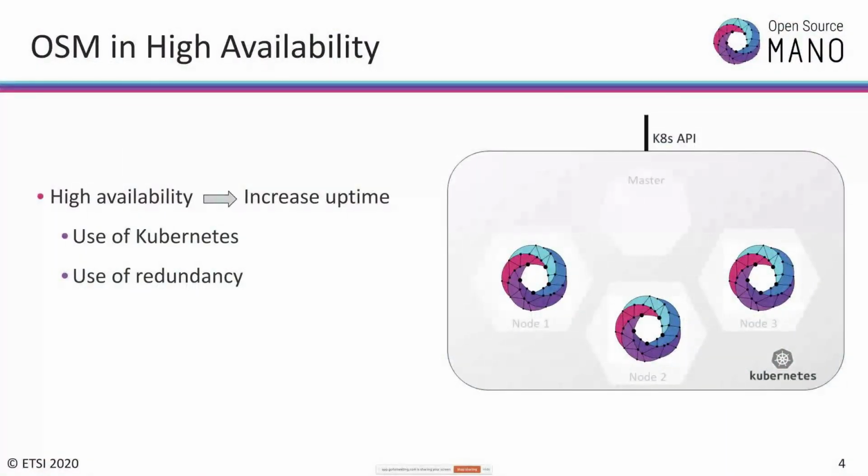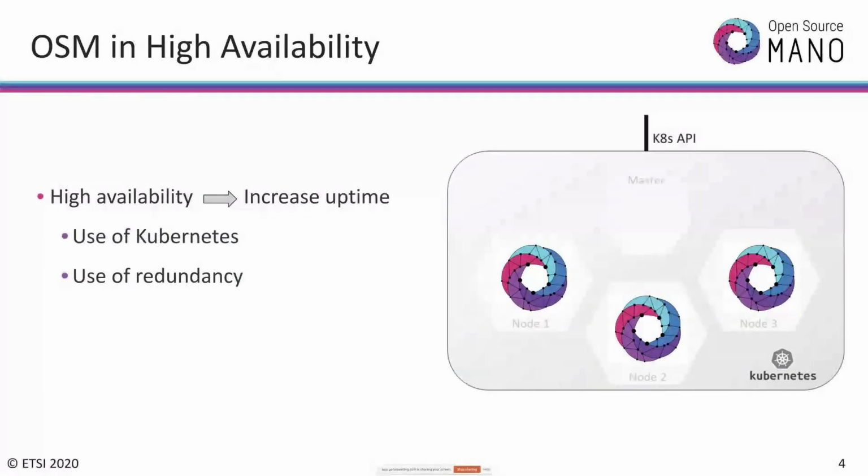First, what is high availability? High availability is about increasing the uptime of a system, so it is able to provide the service without interruptions. OSM right now is highly available, and this has been achieved thanks to the use of Docker swarm and Kubernetes for its installation, and also the redundancy of the OSM components. The use of Kubernetes allows us to maintain the state of the different OSM applications.